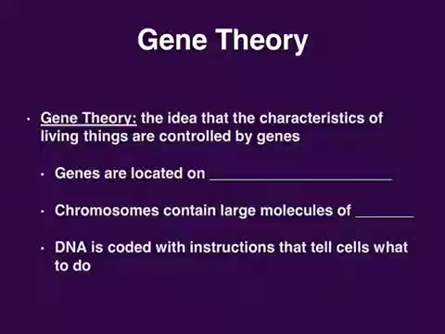Gene theory states the idea that characteristics of living things are controlled by genes. Genes are located on structures called chromosomes. Each species has a unique number of chromosomes, so it's very particular to the species. Chromosomes contain large molecules of DNA, and the DNA is coded with instructions that tell the cells what to do.